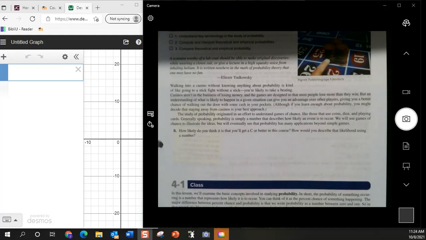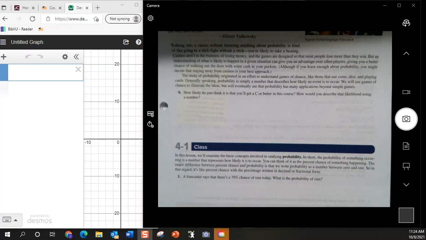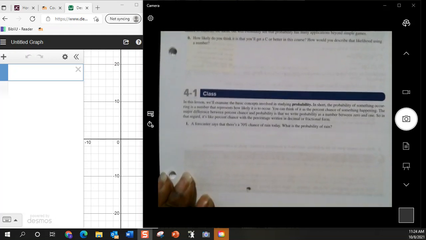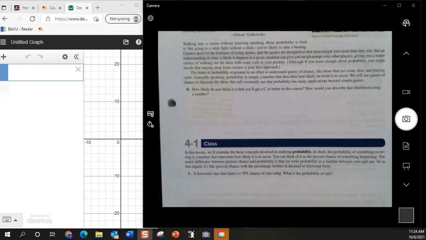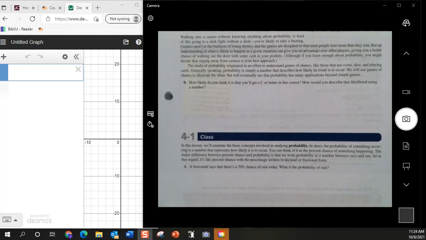Okay, let's look down here at the bottom. It says, in this lesson, we'll examine the basic concepts involved in studying probability. In short, the probability of something occurring is a number that represents how likely it is to occur. You could think of it as the percent chance of something happening. The major difference between percent chance and probability is that we write probability as a number between 0 and 1. So in that regard, it's like percent chance with the percentage written in decimal or fractional form.